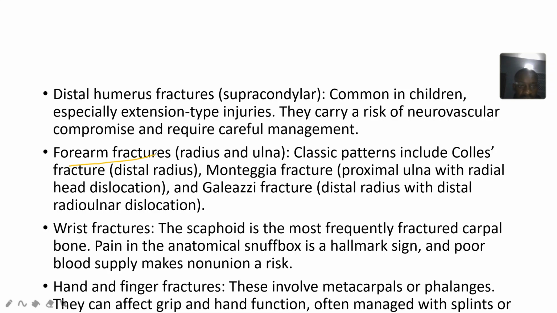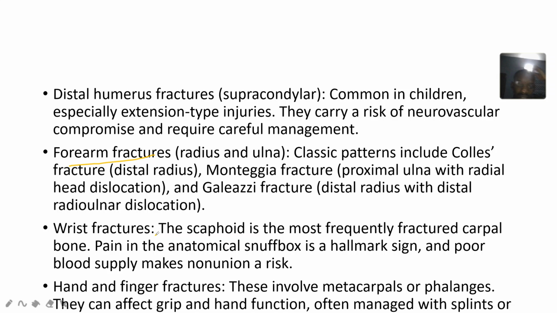Then we have the forearm fractures. Okay, this one you're coming down to the level of the radius and the ulna. So you can have the Colles fracture, which is a fracture in the radius, towards the wrist. You can have the Monteggia fracture, which involves the ulna and the radial head. You can have the Galeazzi fracture, which involves the distal radius.